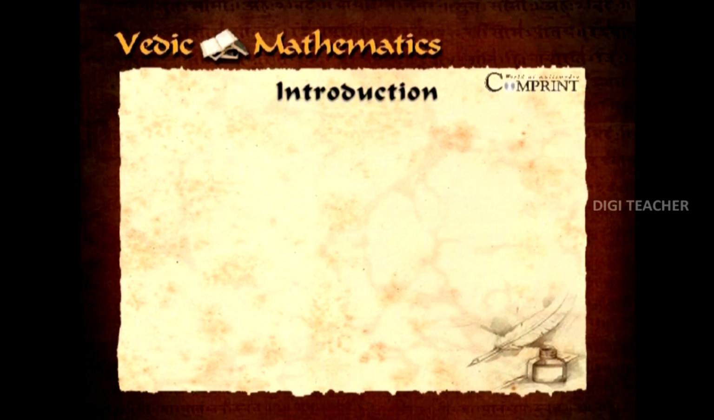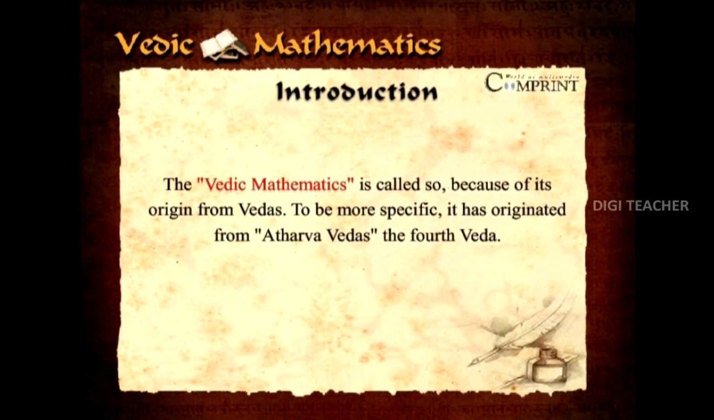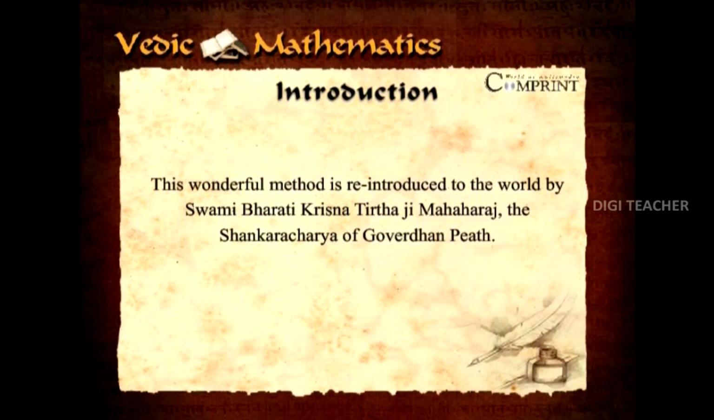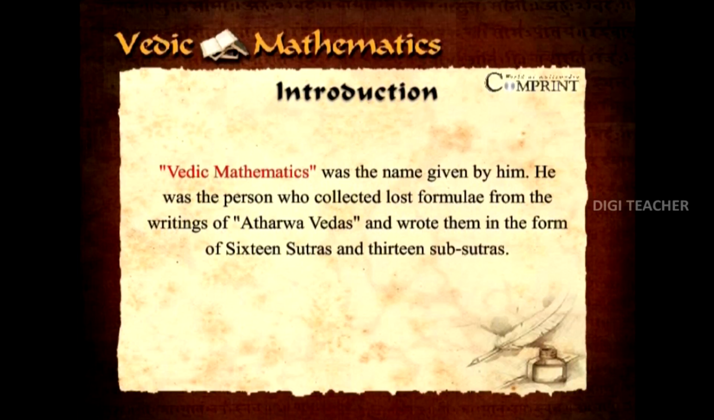Introduction of Vedic Maths. Vedic Mathematics is called so because of its origin from the Vedas. To be more specific, it has originated from the Atharva Veda, or the fourth Veda. Atharva Veda deals with branches like engineering, mathematics, sculpture, medicine, and all other sciences with which we are today aware of. This wonderful method was reintroduced to the world by Swami Bharati Krishna Tirthaji Maharaj, the Shankaracharya of Govardhan Peeth, Puri. Vedic mathematics was the name given by him.